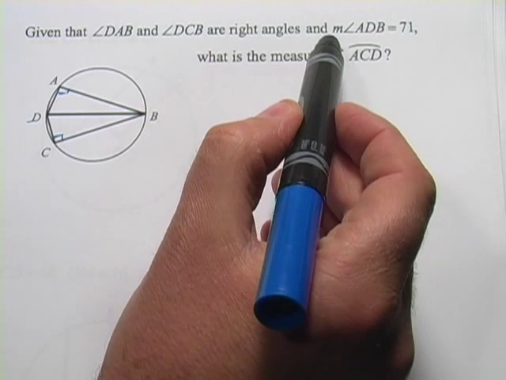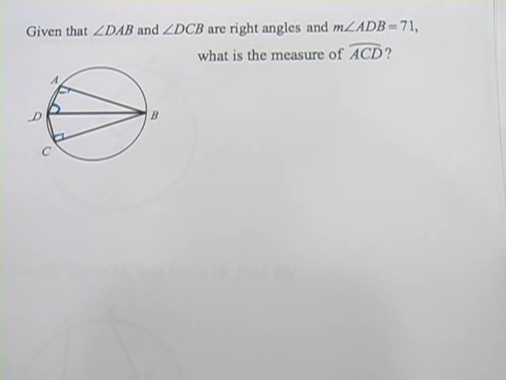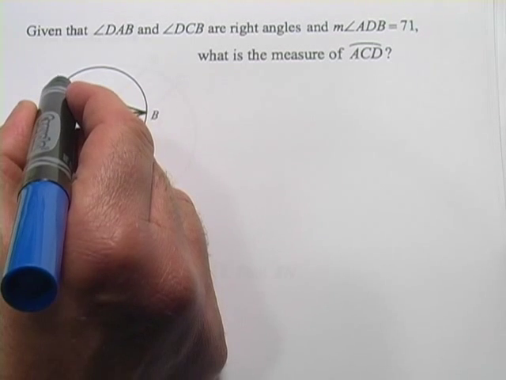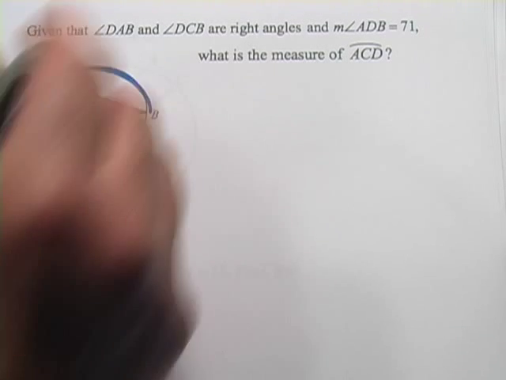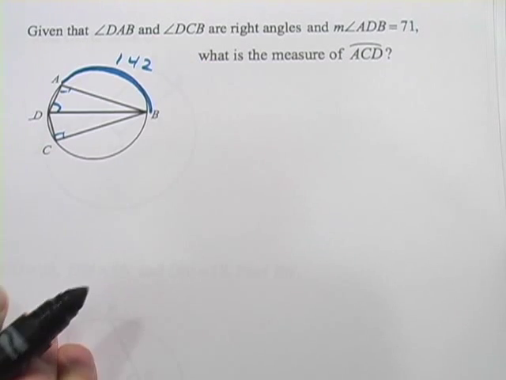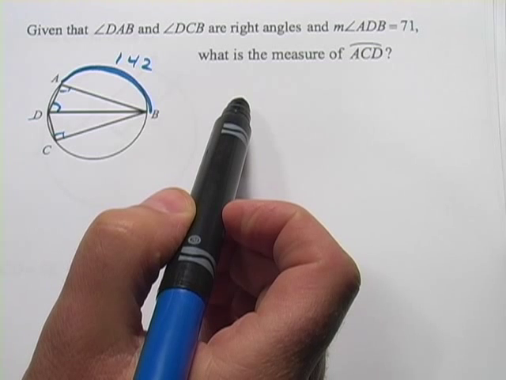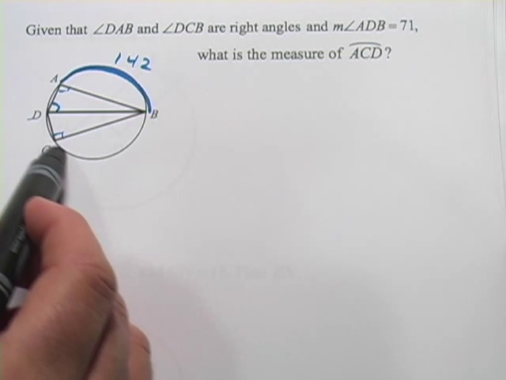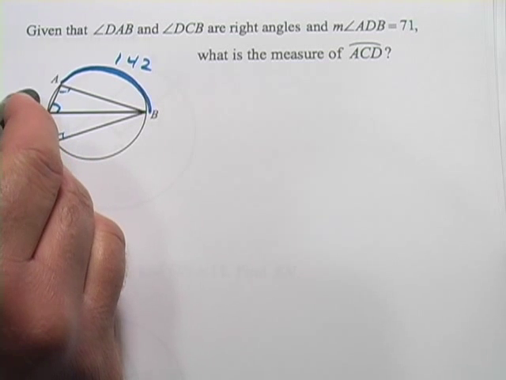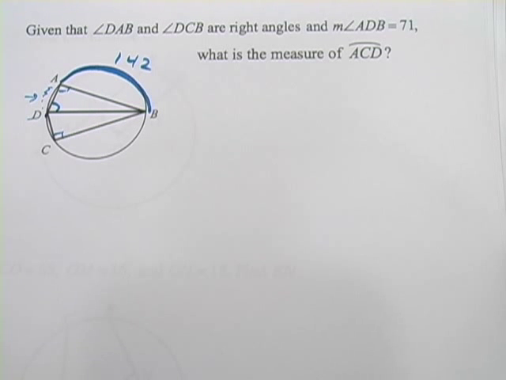And then it also says the measure of ADB, so this angle right in here, is 71. So that means that this portion of the arc that angle intercepts is going to be 142. And we want to find the measure of arc ACD. So if we were going to do that, we would go from A all around to C, all around to D. So everything but that little portion right here, so we don't want that included. So how are we going to do that?